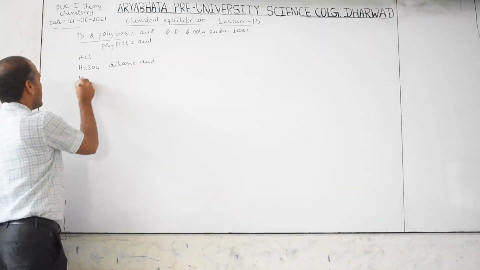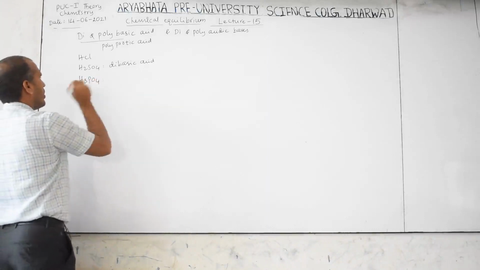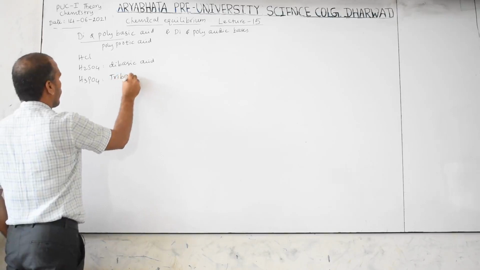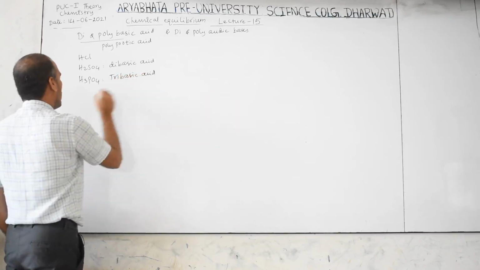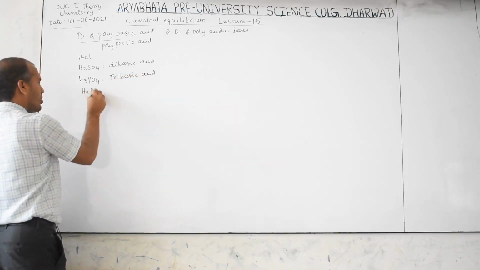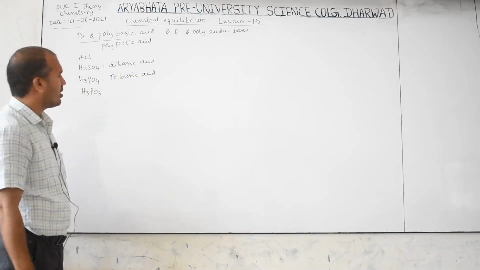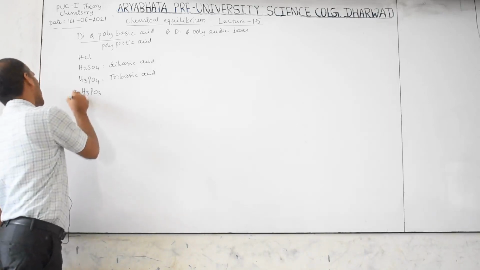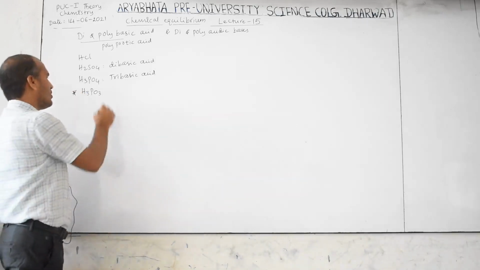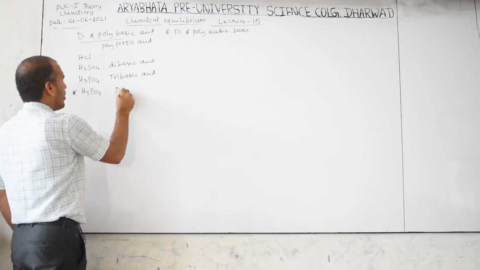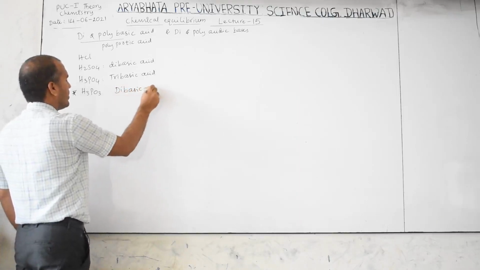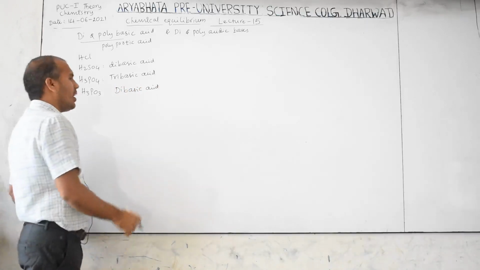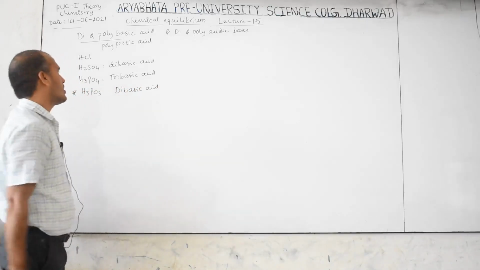Now if you consider H3PO4, then this is a tribasic acid. Now if you consider H3PO3, it looks like a tribasic acid but it is not tribasic. This is the most important part in the examination. This is a dibasic acid. It depends on the number of replaceable hydrogens, and to understand this you should know the structure.